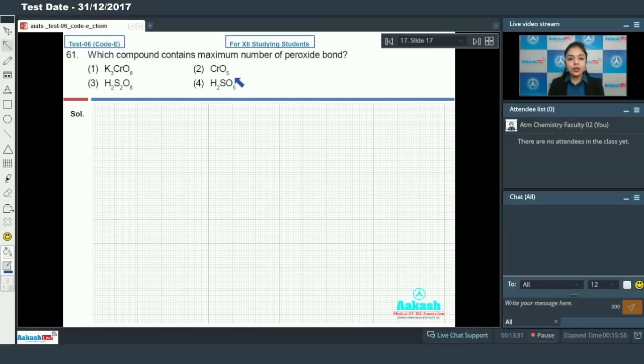Question number 61, which is a very important one, says: which compound contains the maximum number of peroxide bonds? So first of all, tell me what you mean by a peroxide bond. If there is a linkage like O-O, this is known as the peroxide bond. Now among the following four compounds, find out the number of peroxide bonds.